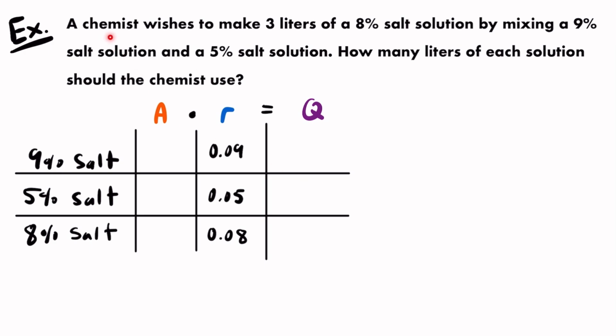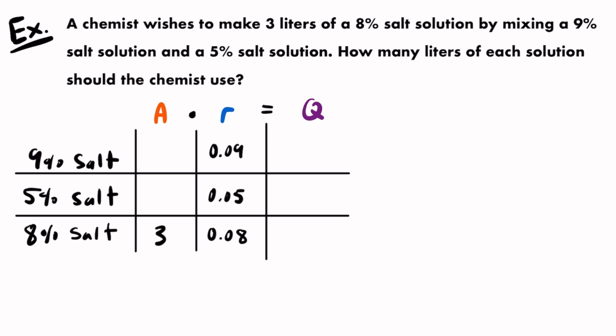Well, we know that the chemist wishes to make 3 liters of that 8% salt solution, right? That's the mixture that's being created by combining the 9% salt solution and the 5% salt solution. So the amount of the combined solution is 3 liters. So I'll write in 3, but then that's it. We don't know the other 2 amounts. Those are actually the values that we want to find here. We want to know how many liters of each solution should the chemist use.